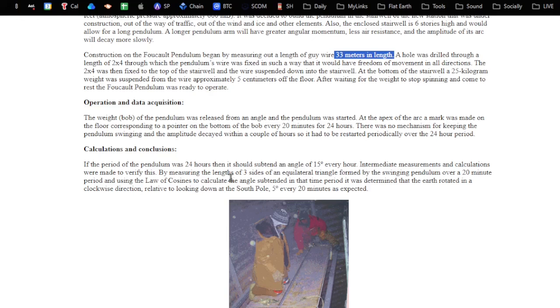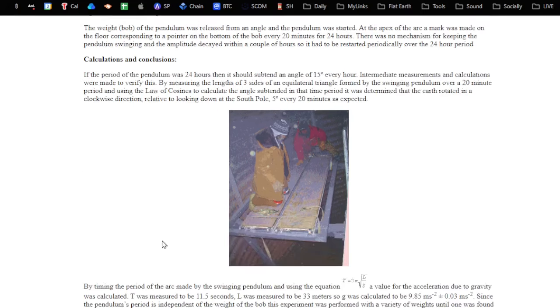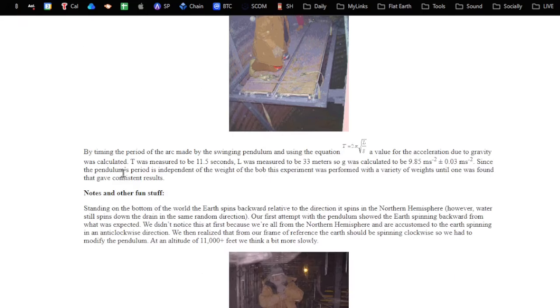By measuring the lengths of the three sides of the triangle formed by the swinging pendulum over a 20-minute period, and then using the law of cosines to calculate the angle subtended in that time period, it was determined that the Earth rotated in a clockwise direction relative to looking down at the South Pole, 5 degrees every 20 minutes, as expected. As expected, right. But by timing the period of the arc made by the swinging pendulum and using the equation, a value for the acceleration of gravity was calculated.